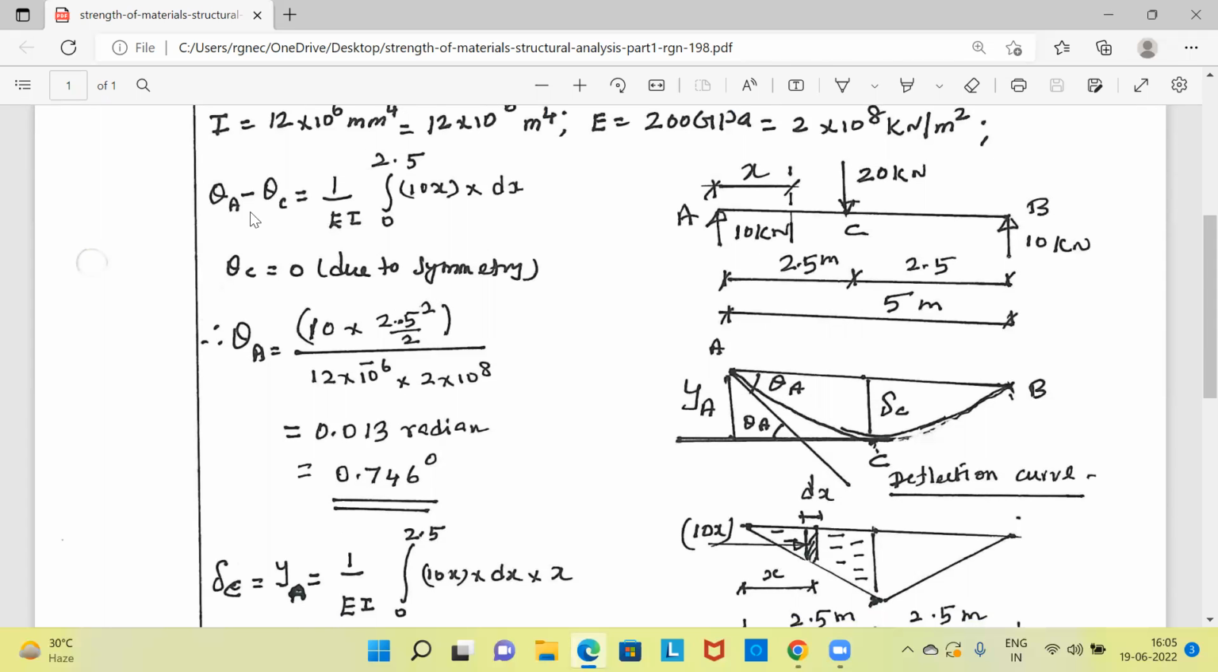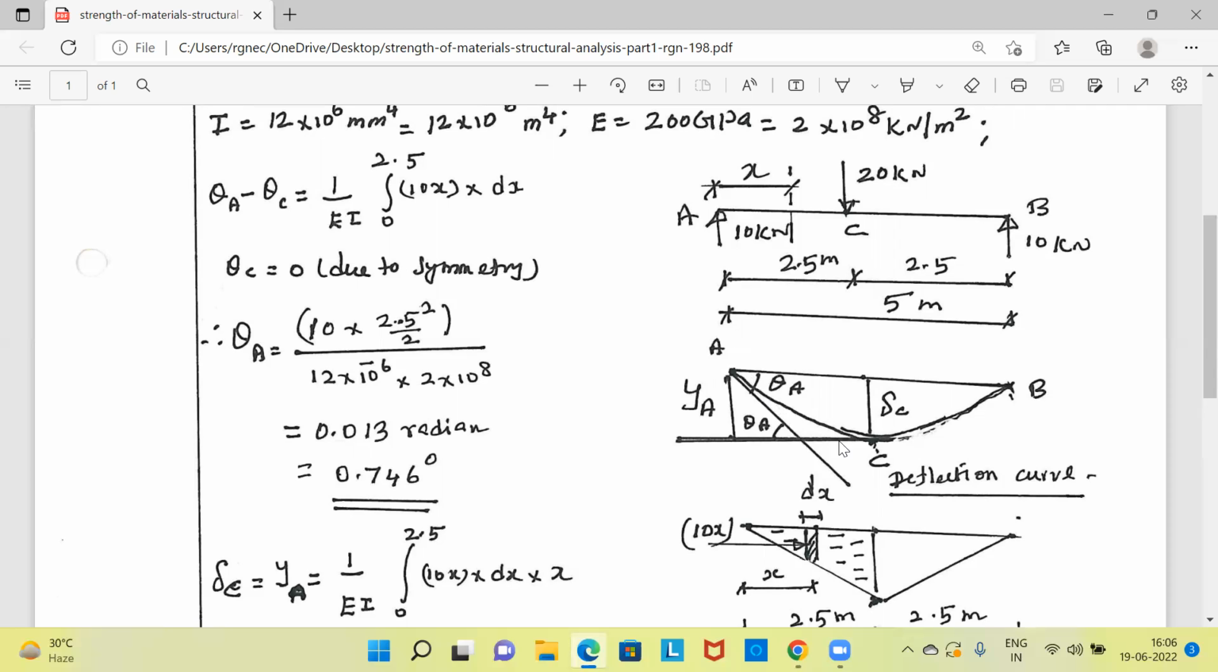So theta A minus theta C as per Mohr's theorem is 1 by EI times the area of the bending moment diagram. Area is 10x into dx. It is integrated between A and C. So the lower limit is 0, upper limit is 2.5. Theta C is equal to 0 because of the symmetrical load.